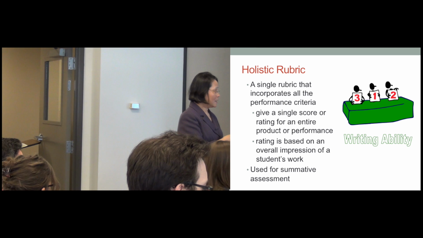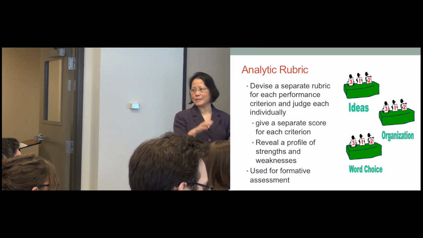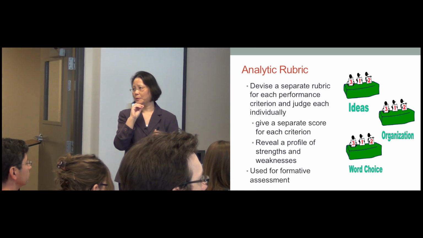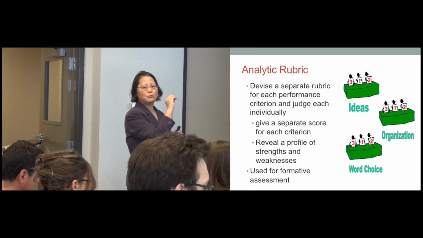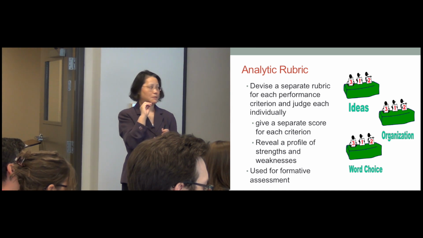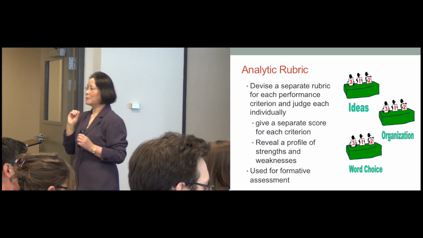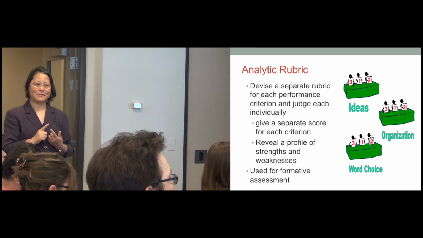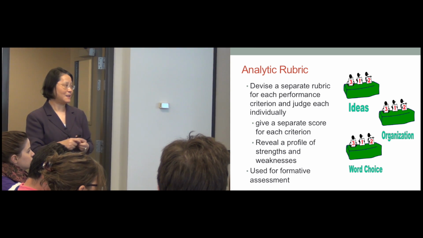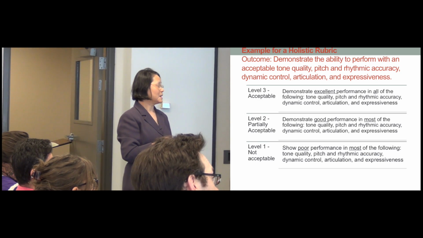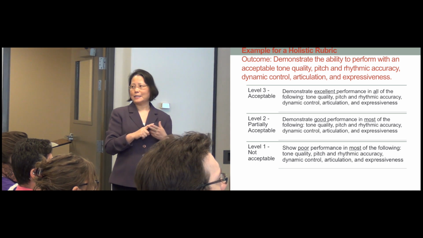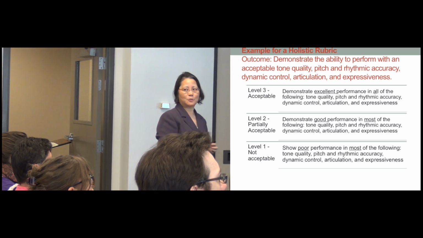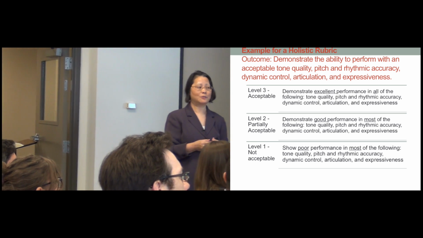And so the analytic rubric is different. For each component of a writing sample, you have a score. You have a rubric for ideas, a rubric for organization, and also a rubric for word choice. Each of these has its own advantages and disadvantages. Let's look at those. Before we look at the advantages and disadvantages, I just want to show you an example of holistic rubrics and also an example of analytic rubrics.